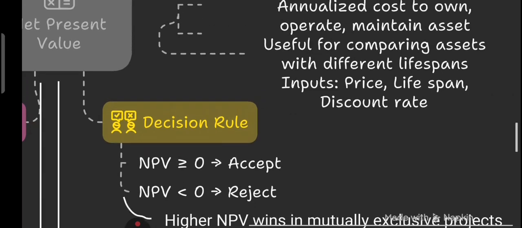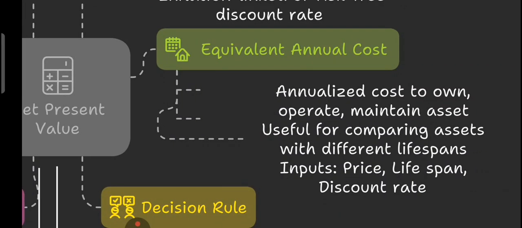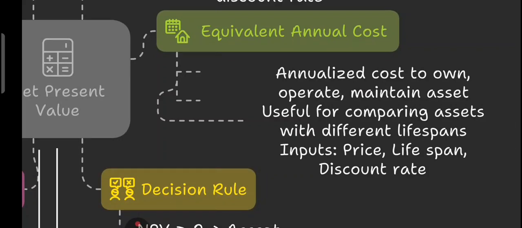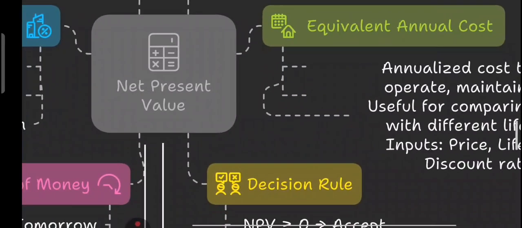Now one more question: what about when assets have different lifespans? Suppose assets are having different lifespans, how do we solve this? That is where equivalent annual cost comes into the picture. It lets you fairly compare options by analyzing the cost to own, operate, and maintain an asset. It is useful for comparing assets with different lifespans. That is called equivalent annual cost.